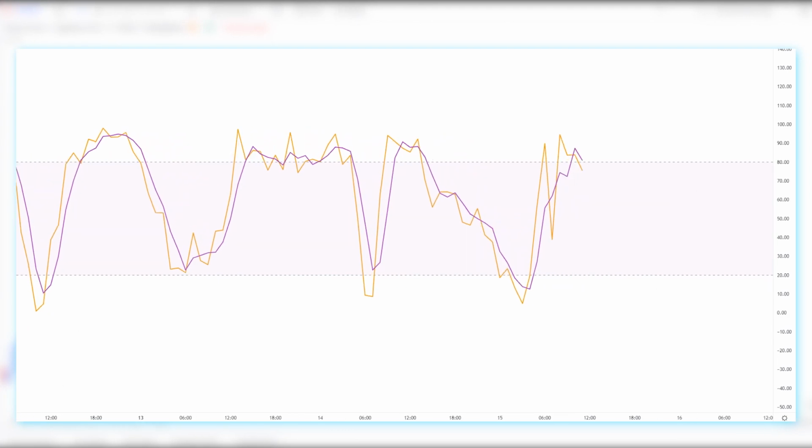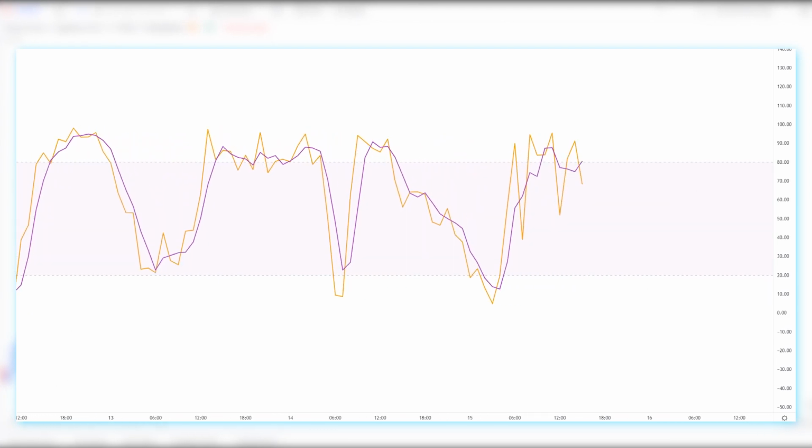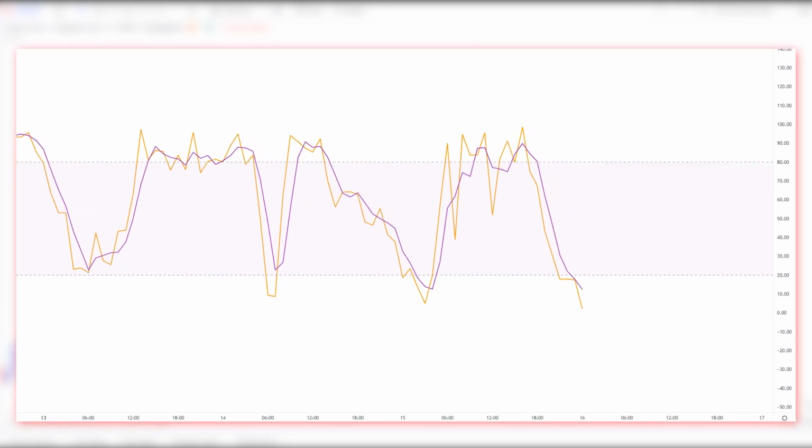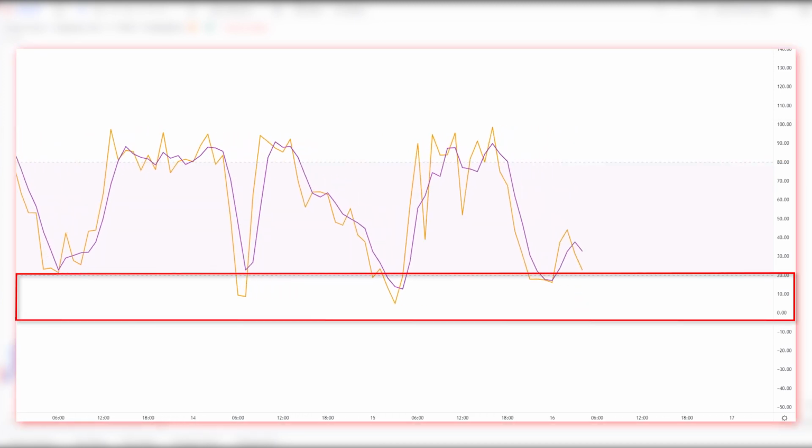Under the typical settings, the overbought zone is located between the 80 and 100 levels on the indicator chart, while the oversold zone would be found between the 0 and 20 levels.